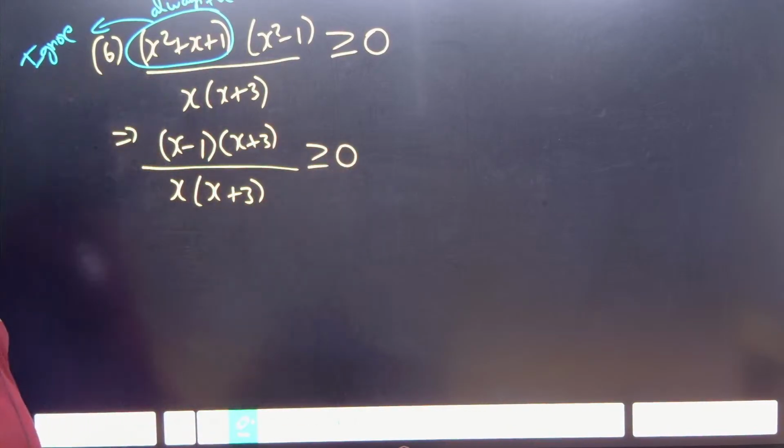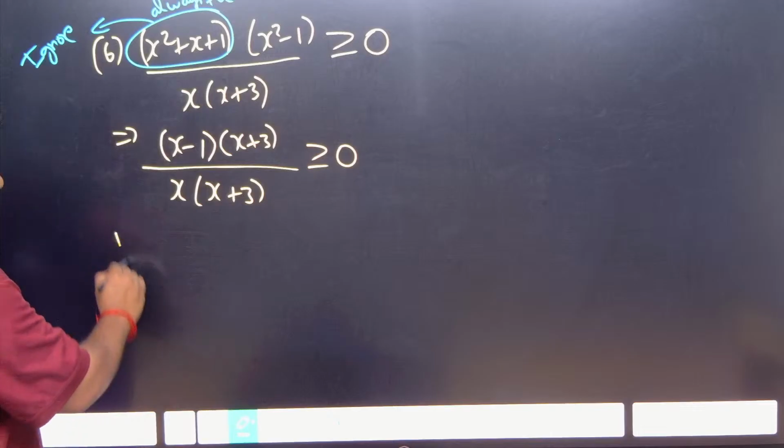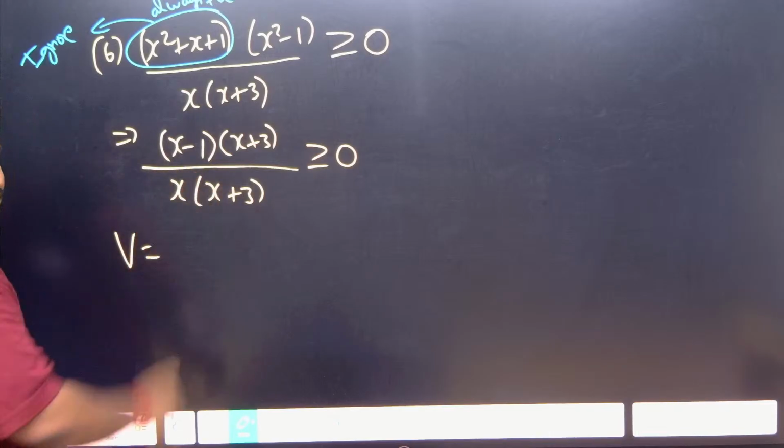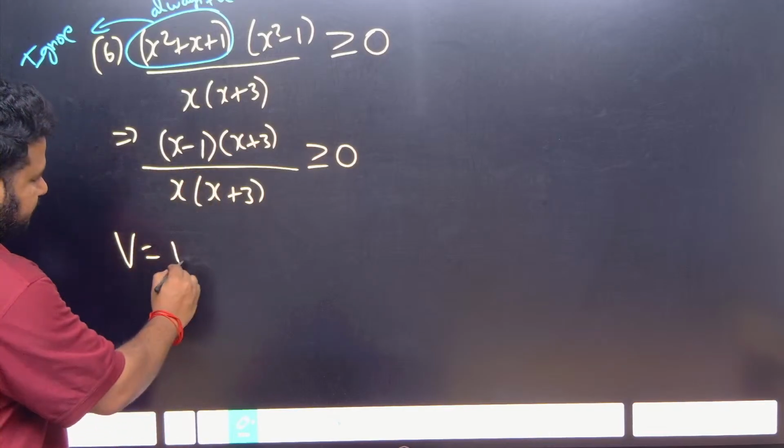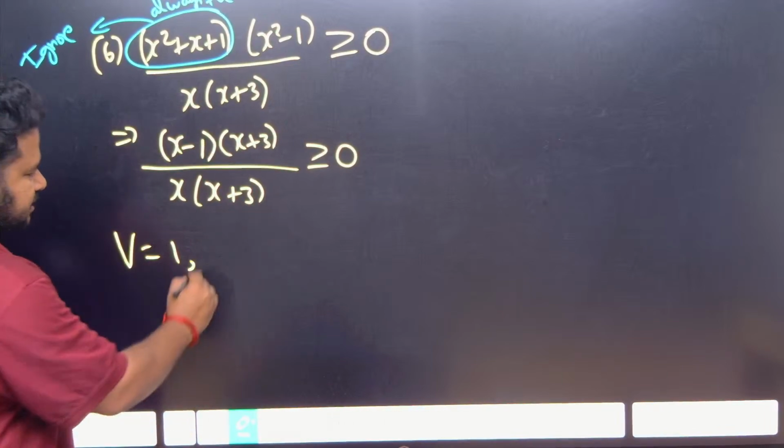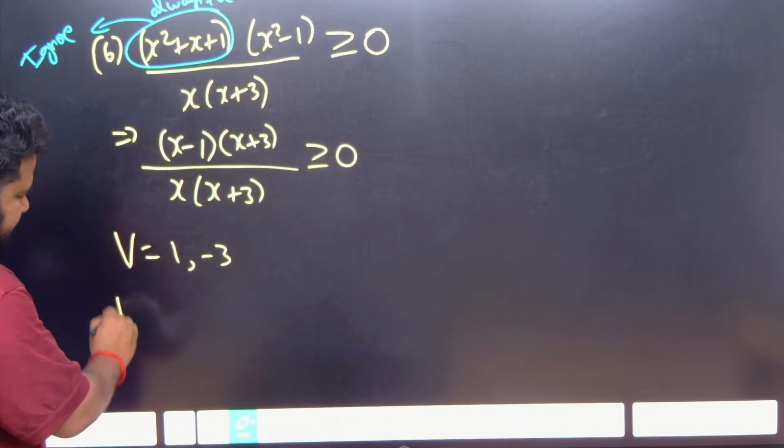Now let us write the vanishing points. So the vanishing points, if I write it, this will become what? X minus 1, if I equate to 0, I will have 1. X plus 3, if I equate to 0, I will get minus 3. Now discontinuous points.